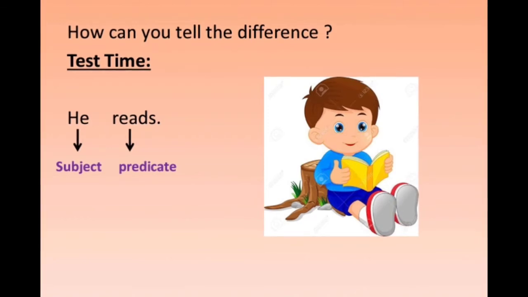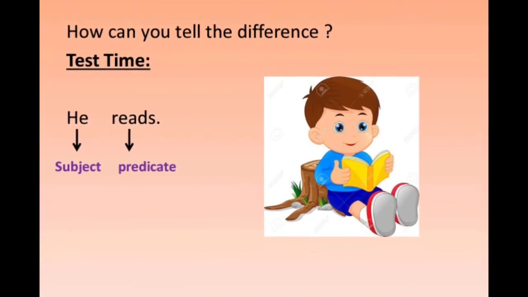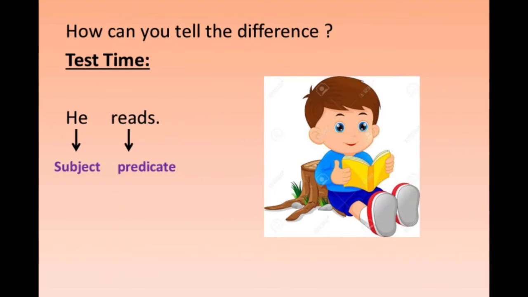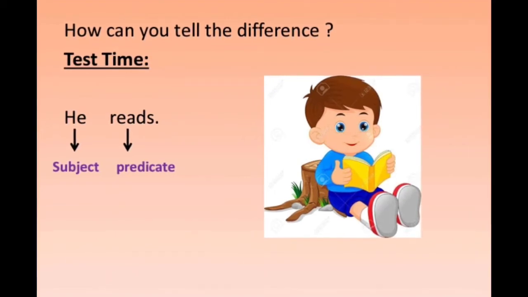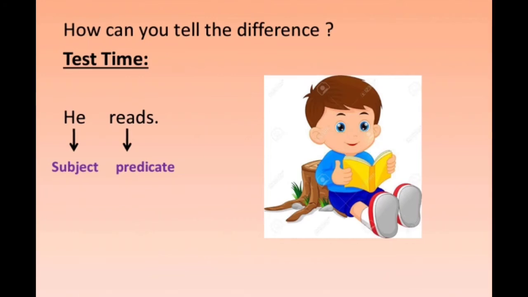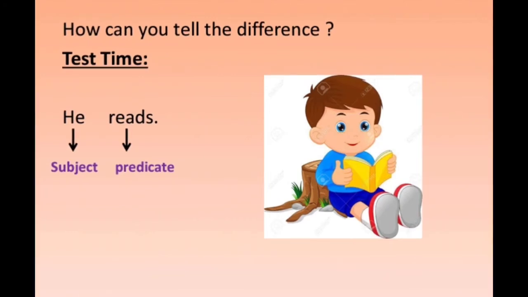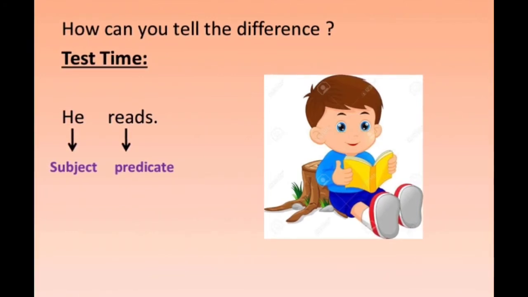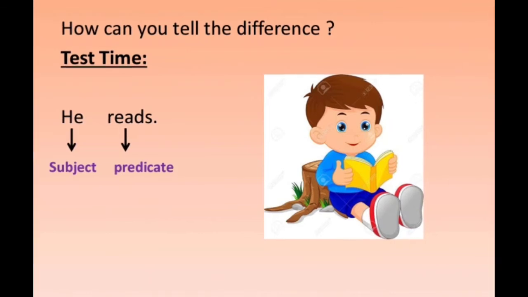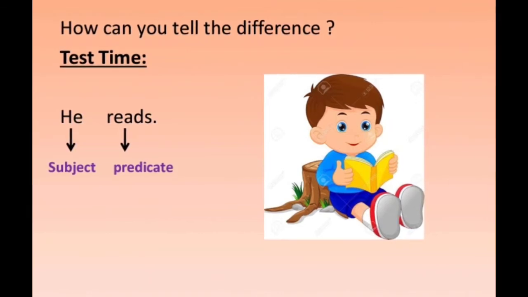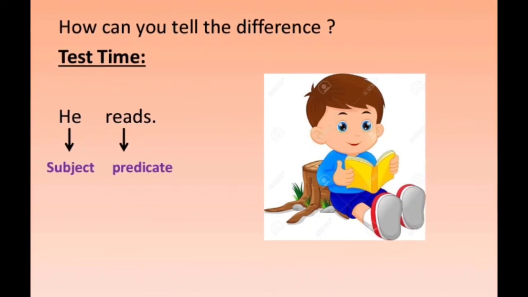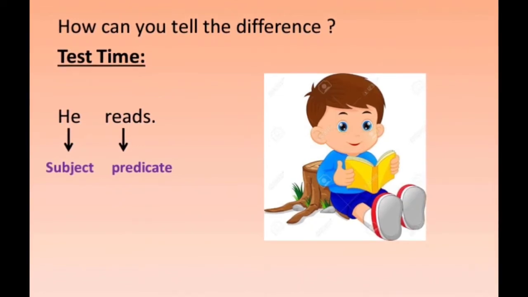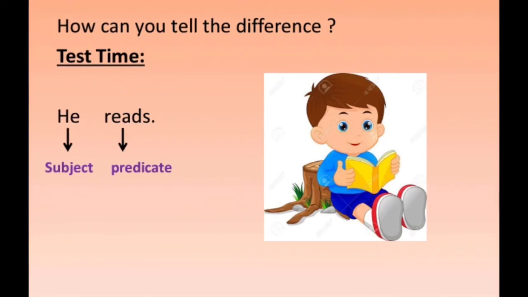Let's test a new skill. We will build a sentence and you guess the subject and predicate. See this? He reads. In this sentence, he is the subject and reads is the predicate. This is pretty simple as there are only two words. The subject is he and the predicate is reads.